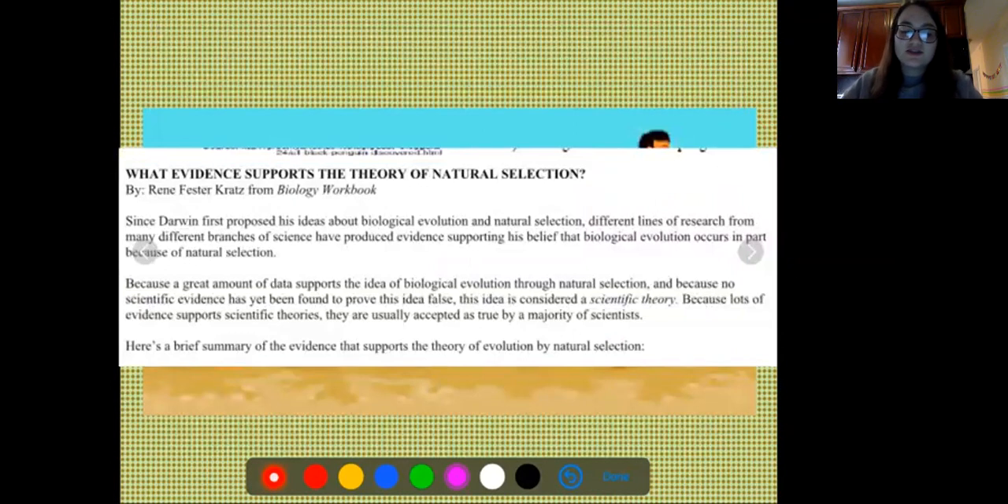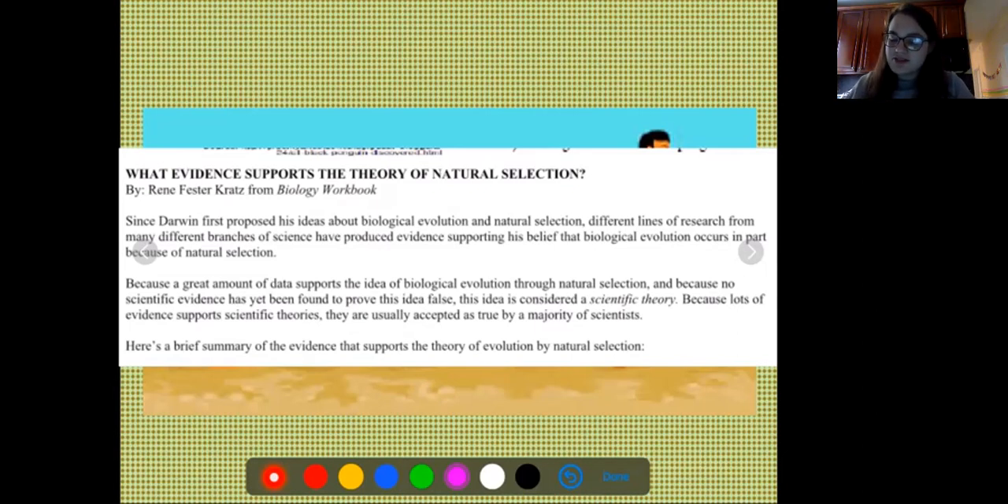All right, so remember today we're trying to figure out what are some examples of evidence or proof that we have to support evolution. So we've got a small passage for us to read that introduces that. I'm going to read through this. Make sure you are annotating this passage on your notes as we go through it. It's titled, "What Evidence Supports the Theory of Natural Selection?"